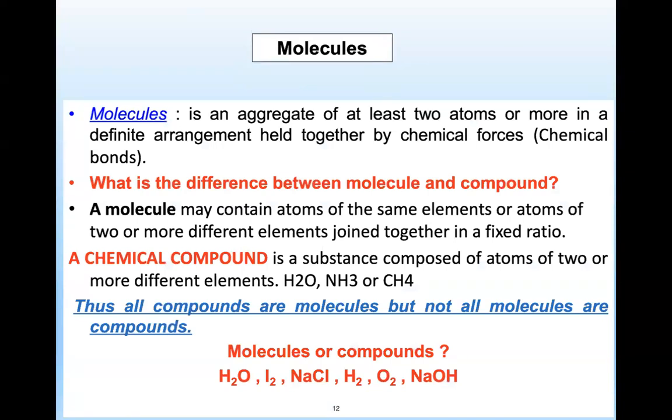What about molecules? We have explained it before, about molecules and chemical compounds.